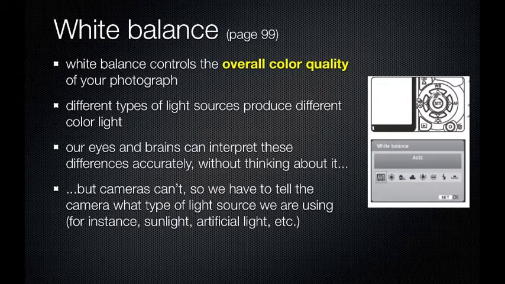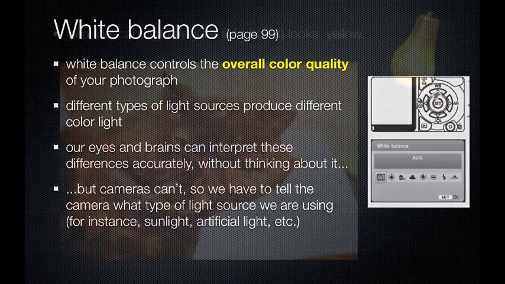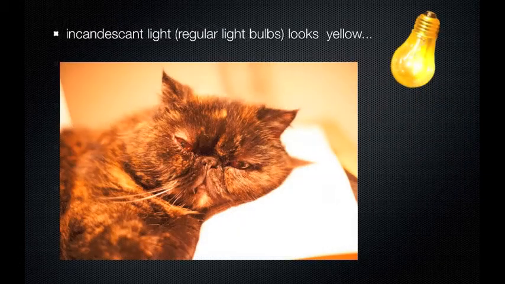Now, what we mean by this is that different types of light sources produce different colors of light. Our eyes and our brains can interpret these differences accurately without really thinking about it. But cameras can't, so we have to tell the camera what type of light source we are using. For instance, sunlight, artificial light, etc. For instance, an incandescent light, which we think of as regular light bulbs that you would have in a lamp in a room, incandescent light looks yellow, as in this picture.